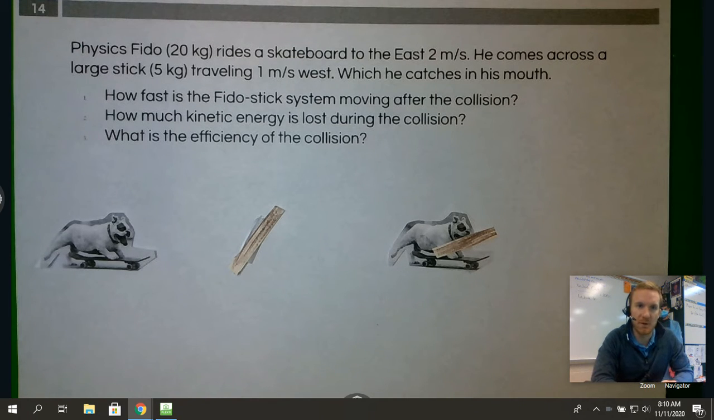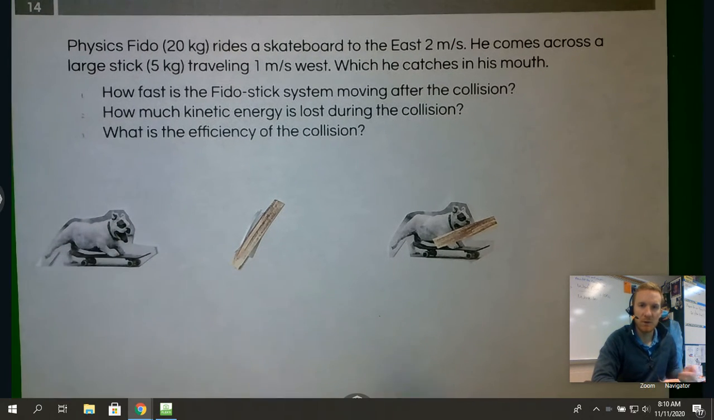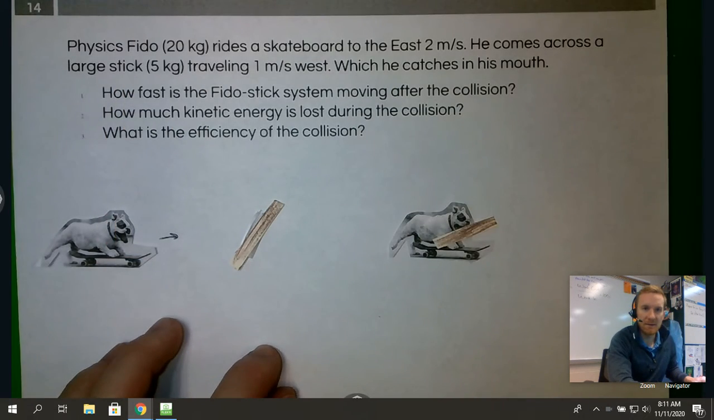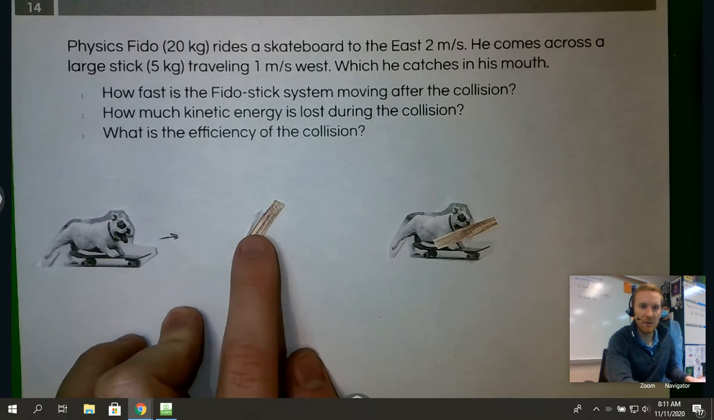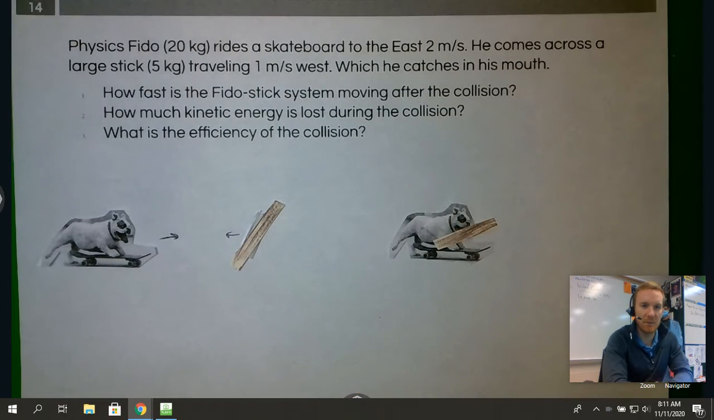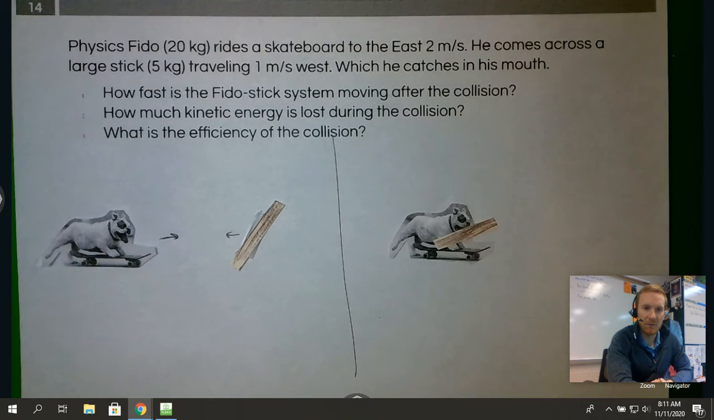So here's the situation. We've got physics Fido. He weighs 20 kilograms. He's riding a skateboard 2 meters per second to the east, and he comes across a large stick that's 5 kilograms traveling 1 meter per second to the west, right? So they're going in opposite directions, which he catches in his mouth. Okay, so I've drawn a kind of before and an after situation.